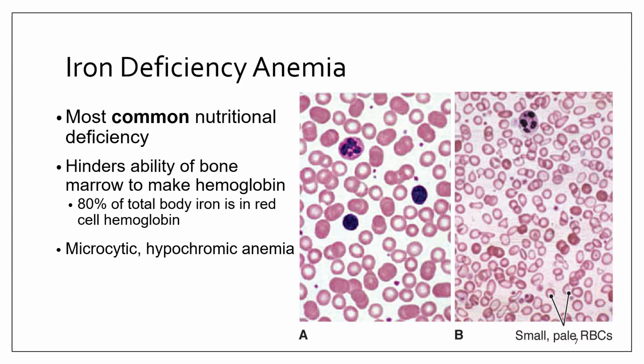So key histology takeaway: when you see small red blood cells, very pale centers, and increased variation in size, overall washed out appearance, your histology brain should immediately think iron deficiency anemia. This is one of the most visually recognizable anemias you'll ever see.